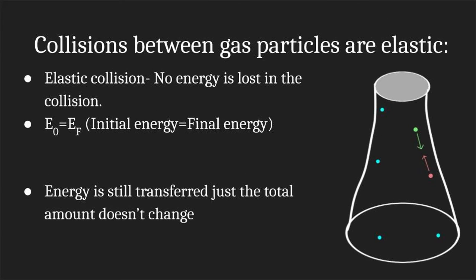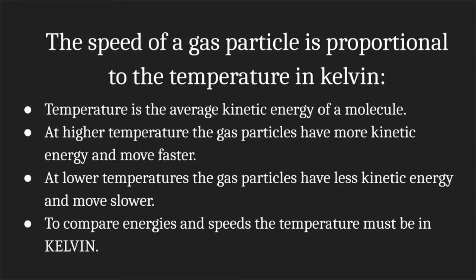Postulate 4 states that collisions between gas particles are elastic. This means that when the particles collide, no energy is lost, or the initial energy equals the final energy. So, let's say the green particle has 30 joules of energy, and the red particle has 50 joules. There's 80 joules before the collision, so there has to be 80 joules after the collision. Energy can still be transferred when they collide. Instead of 30 and 50, they could both end up with 40 joules, but the sum will still have to be 80 joules.